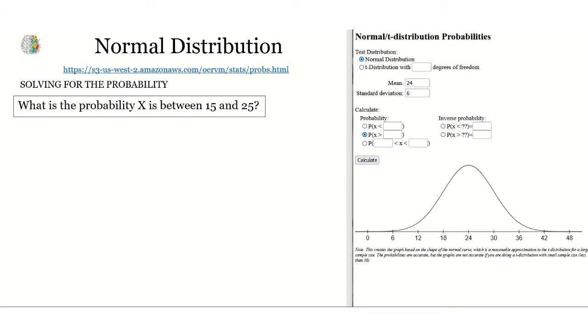Our next problem says, what is the probability x is between 15 and 25? So if I'm going to draw this graph, I'm looking for values between 15 and 25. So I'm wanting to know the area between these two numbers, and the probability that I'm going to be able to find an x between these two values. So let's use the mean of 24, standard deviation of 6. We've already got those plugged into our calculator. This time we're looking for a range of values, so we're going to use this third probability calculator.